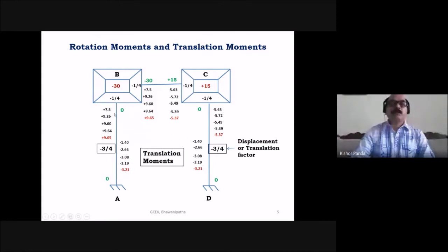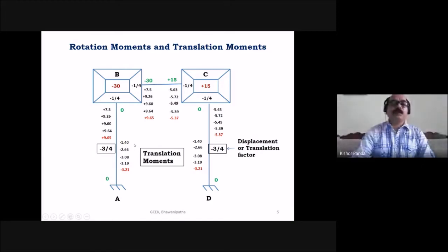So when you find out the second cycle value, you have to take the far end rotation moment. This side is your minus 5.63 and this side is your 0. And you have to take the translation moment, which is your minus 1.40. Because in the first cycle you assumed the translation moment to be 0, but when you find out the rotational moment of the near end, you have to consider the translation moment of the first cycle, what you have already calculated. So you have to consider this minus 1.40.